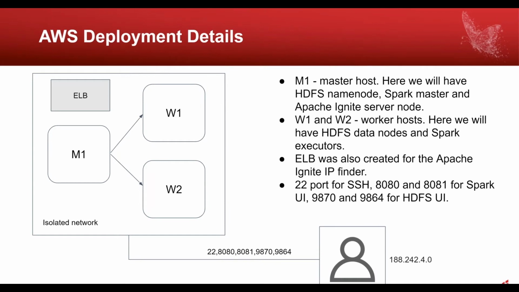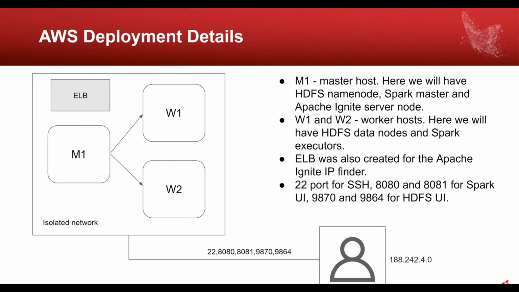Let's start with the environment overview. On the current slide, you see a diagram of our deployment. I prepared a separate AWS deployment. In this deployment, we will have several AWS hosts. One of these hosts will be a master host where we will have the HDFS name node, Spark master, and Apache Ignite server node. Also, we will have worker hosts that will have HDFS data nodes and Spark executors.